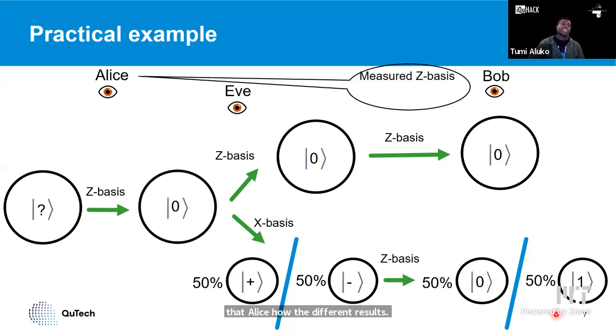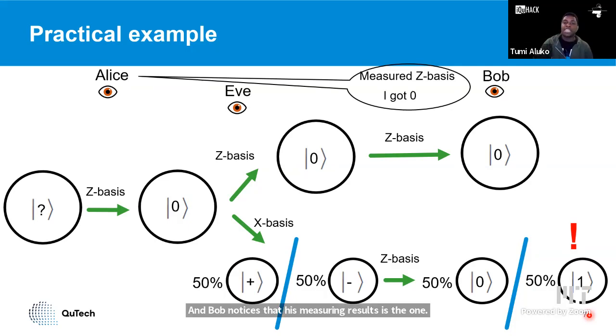So let's say Alice calls Bob and says, hey, I measured this qubit in the Z basis. Did you also measure it in the Z basis? And Bob says yes. And then Alice says that her measurement result was a 0, and Bob notices that his measurement result is a 1. Bob can know that somewhere something fishy happened in between him and Alice, and that they should probably abort the operation.